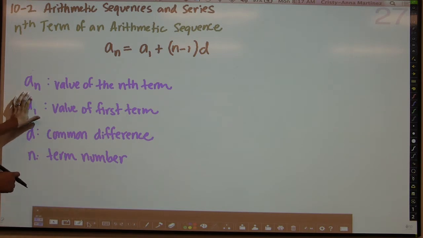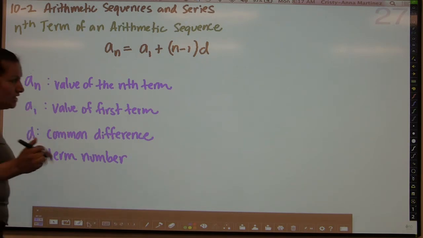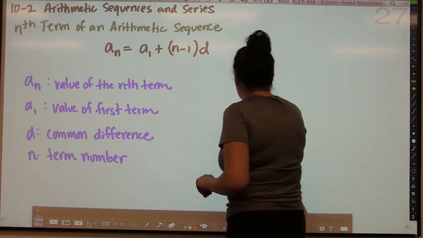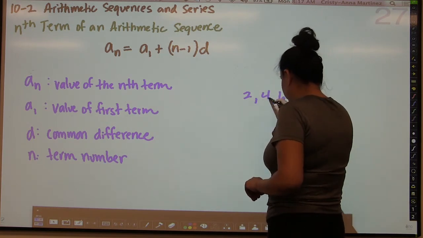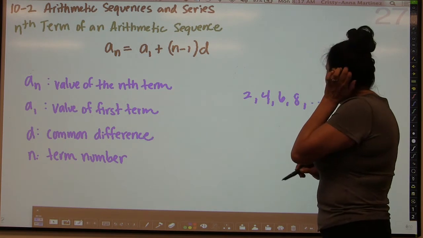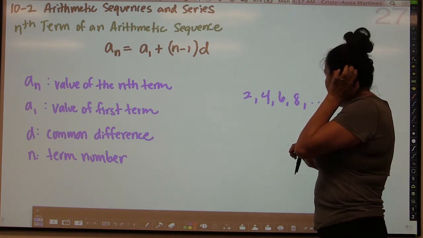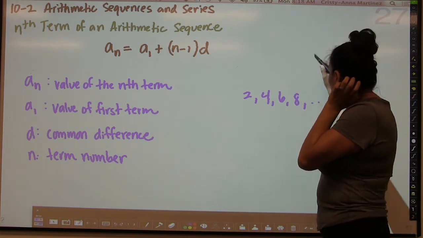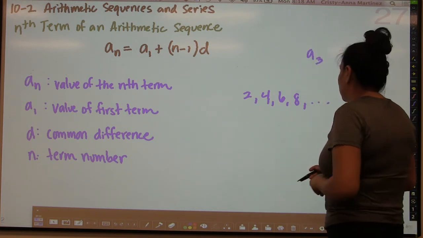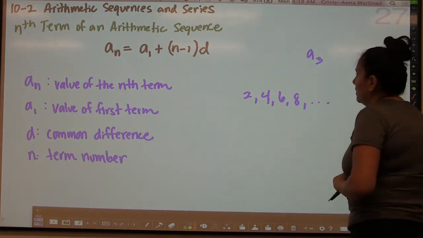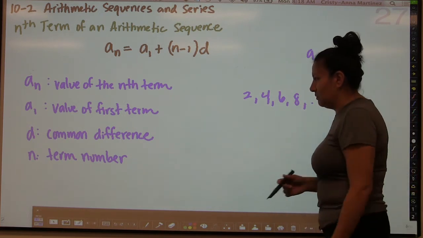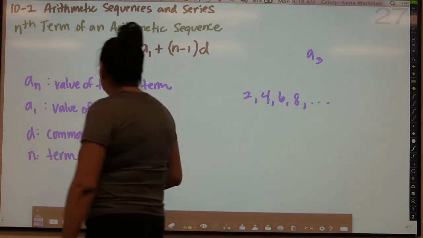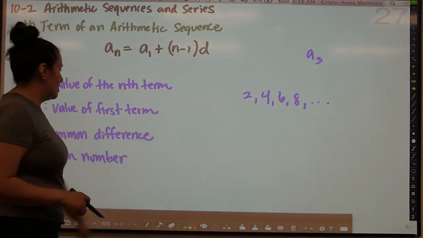A sub n represents the value of the nth term. So if you want to find the fifth term in a sequence, for example, let's say you had 2, 4, 6, 8, and this is your sequence, and you wanted the value of the nth term. If you wanted a sub 3, you're asking for the third term in the sequence, but you want the value of that third term, so you want 6. That would be the value of the nth term. A sub 1 is the value of the first term, which in this case is 2.